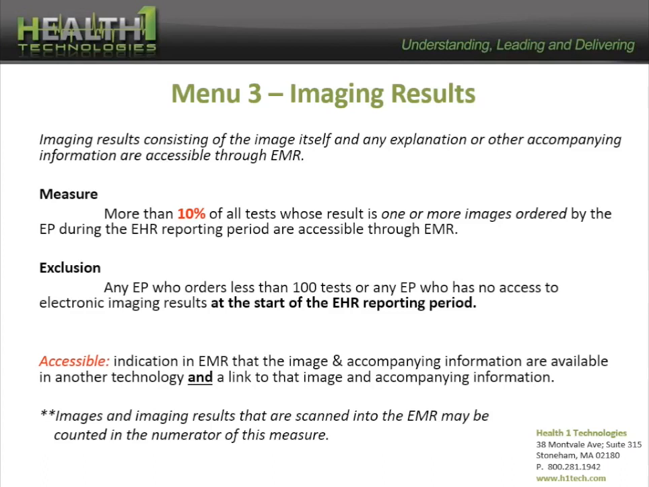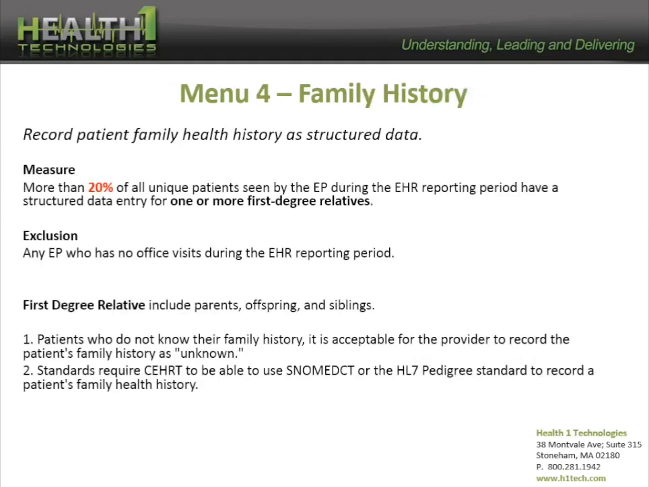So if we look at what the definition of the measure is, that word accessible means that in the EMR, the image and any of the accompanying information are available. It does not have to be through your EMR technology. It can be through another piece of technology, but the link to the image and any of the accompanying information needs to be available. So the images and the imaging results that are scanned into the EMR also may be counted in the numerator for this measure. So there are different options for how you can achieve this menu measure.